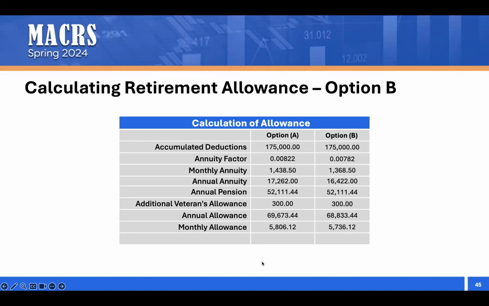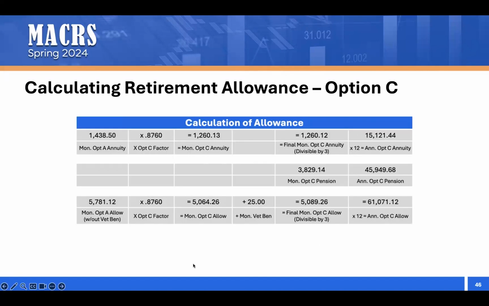And we get an option B disability allowance of $68,833.44. Now to calculate the option C benefit, this is a little tricky. When we calculate the allowance portion, we need to back out the veterans allowance because we're going to add it back in a second. So to calculate the annuity or the allowance, you take the monthly option A annuity or the monthly option A allowance, multiply it by the appropriate option C factor.